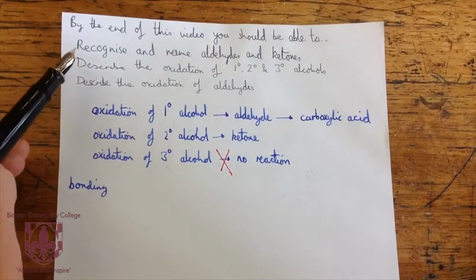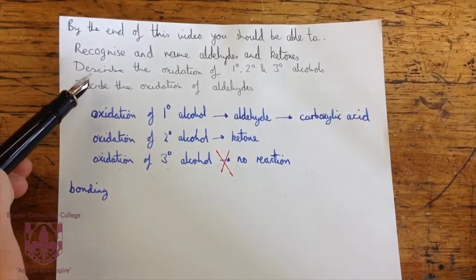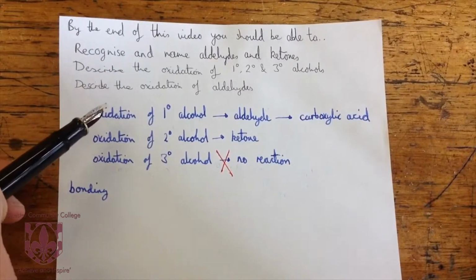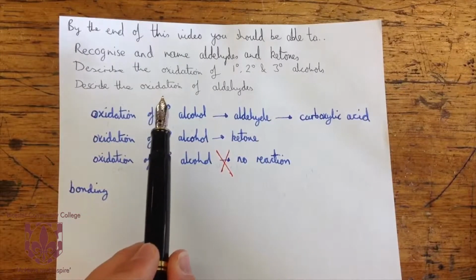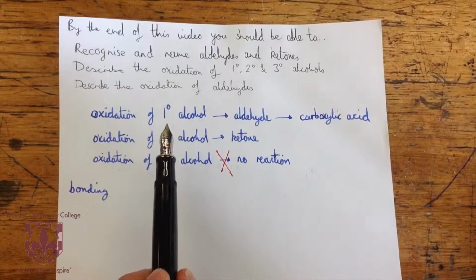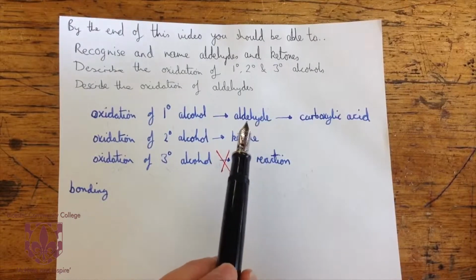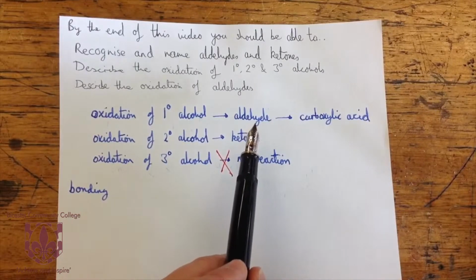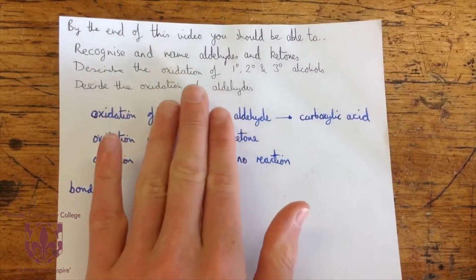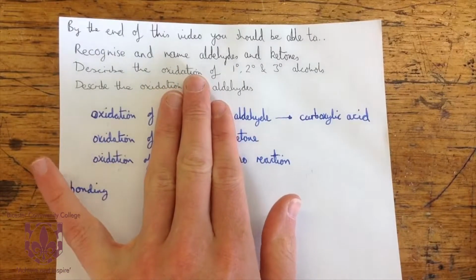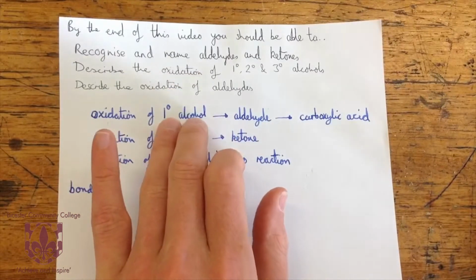But in this video, we want to be able to recognize and name aldehydes and ketones, describe the oxidation of primary, secondary, and tertiary alcohols, and describe the oxidation of aldehydes. Some of this stuff we'll be very familiar with from AS. Primary alcohol, oxidize it once, it'll become an aldehyde. You can then oxidize the aldehyde to the carboxylic acid. Obviously, if you start with just an aldehyde and you do oxidation of an aldehyde, you get straight to the carboxylic acid. So you don't have to start from the primary alcohol.